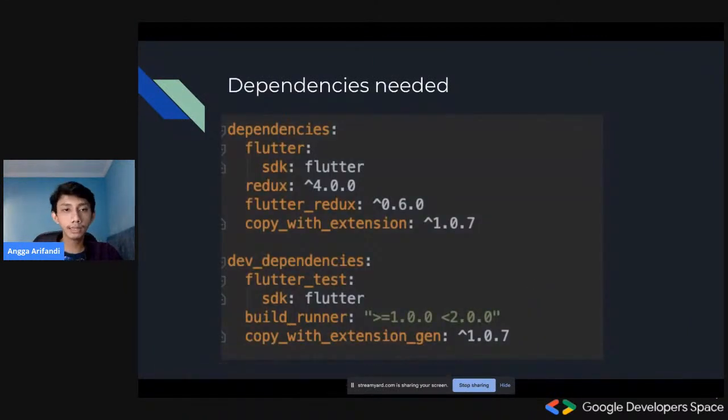Okay, so the dependencies needed for this application are just a few. We would need the core Redux dependencies, which are Redux and Flutter Redux. And after that, we would also need copy_with_extension. What is this? Basically, it could copy a plain Dart object into a new one with changed data or attributes. So yeah, this is all.